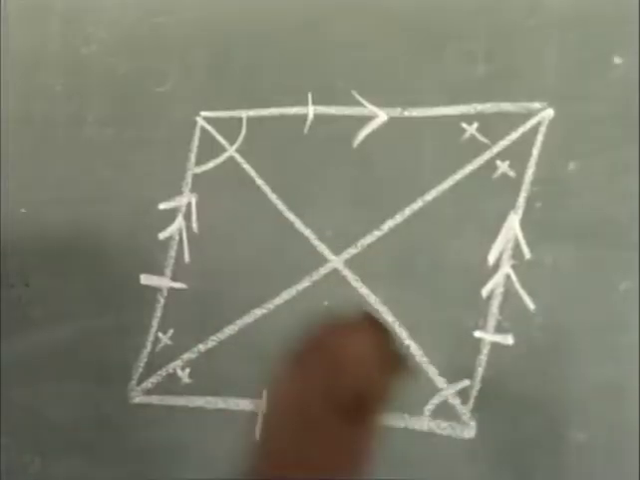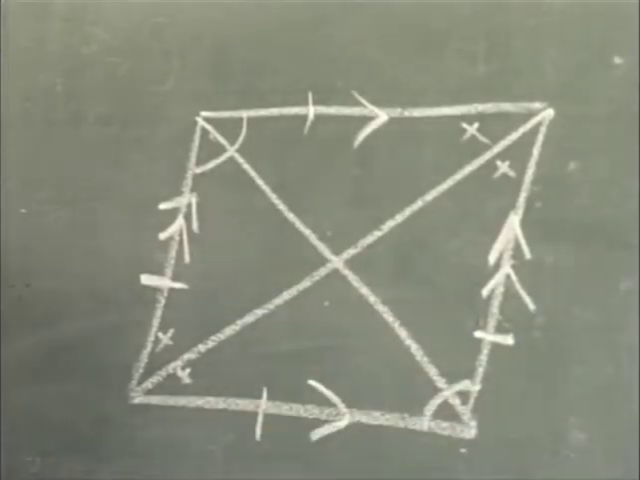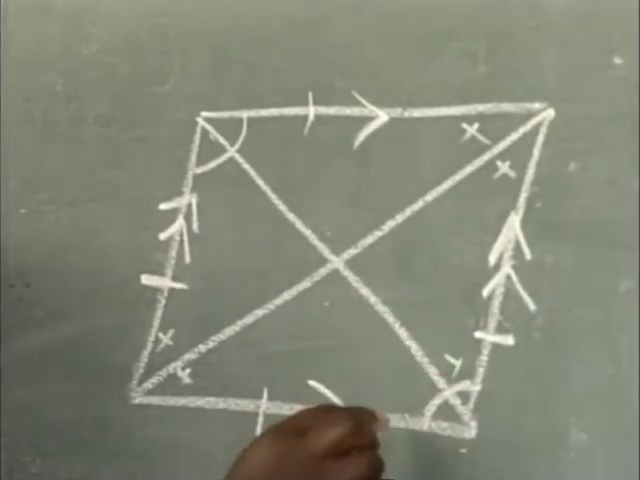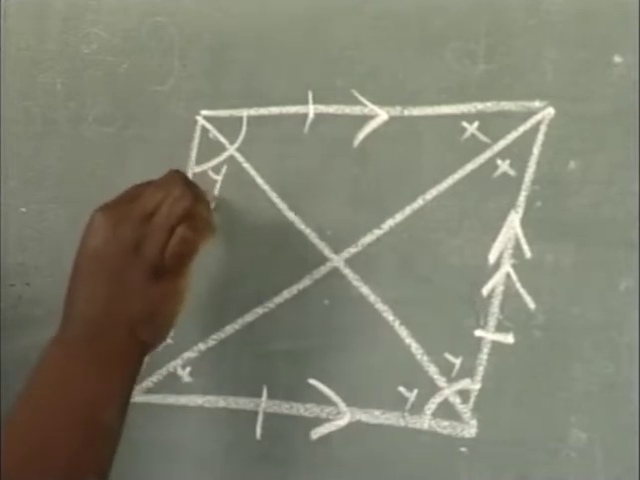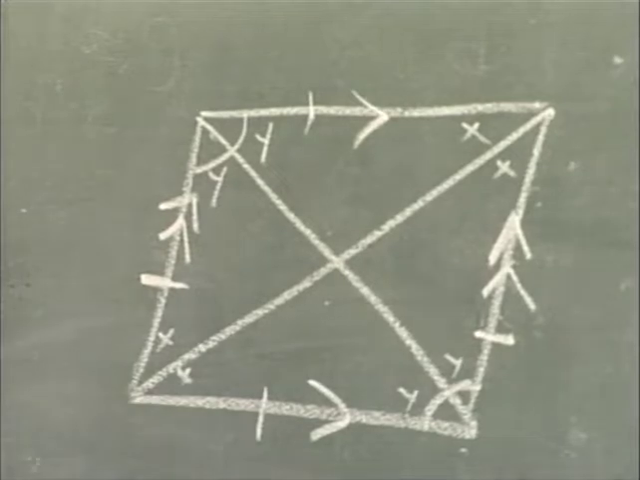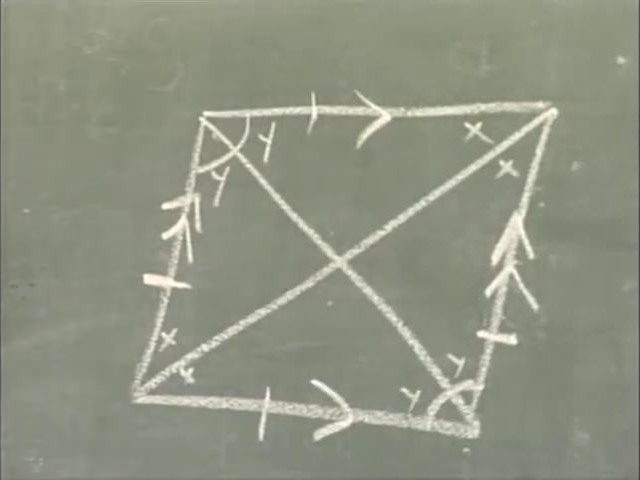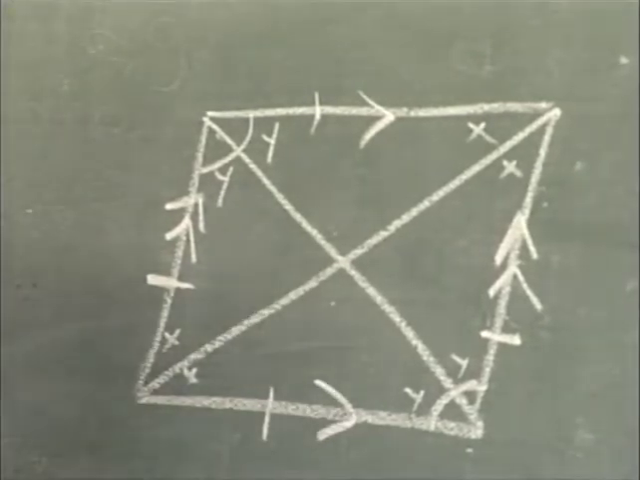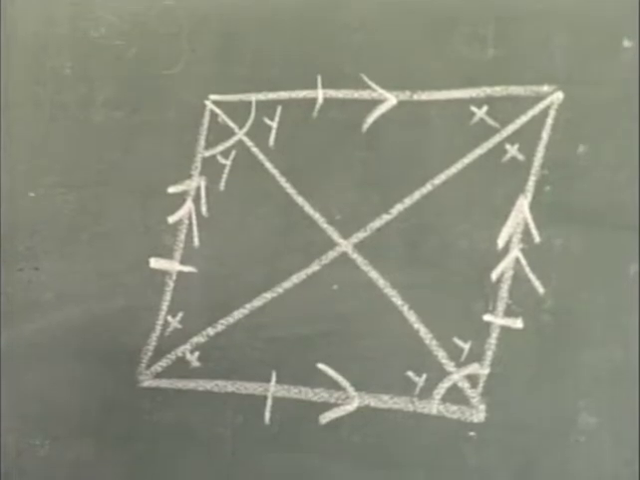This diagonal also bisects these two angles, which means this will be equal to this, and they will be the same as these two. What did we say happens to the angle where the diagonals bisect each other? What is it equal to?